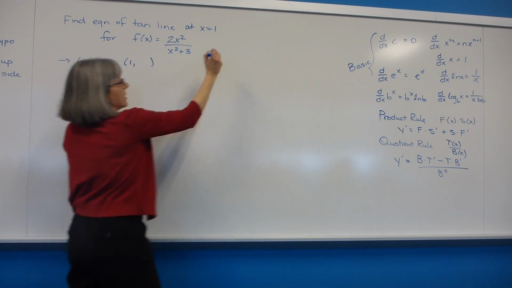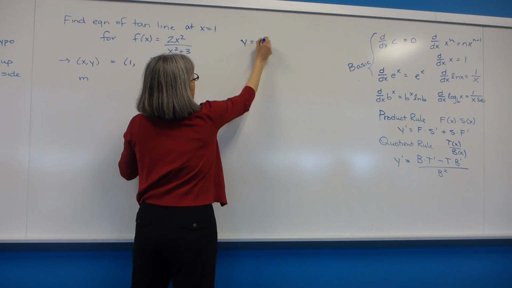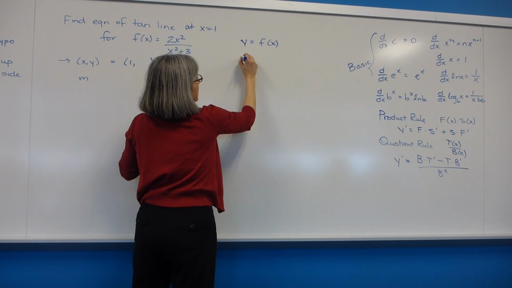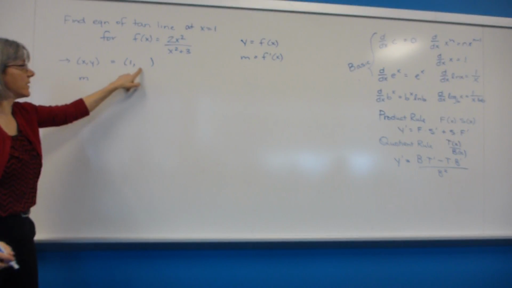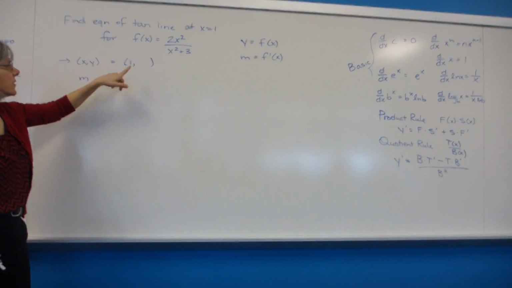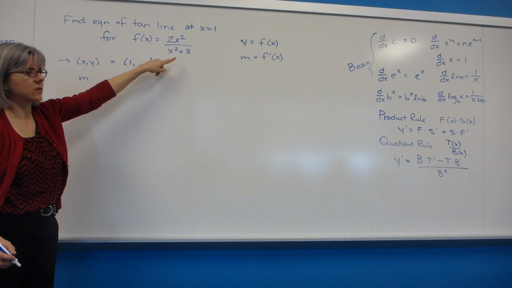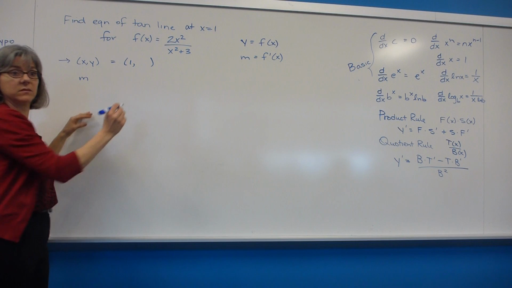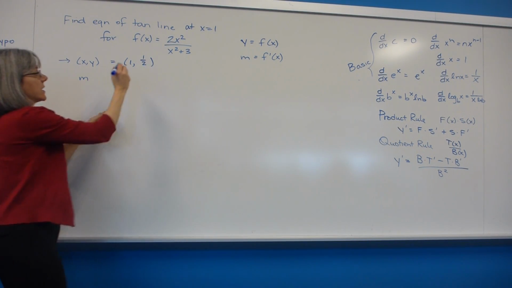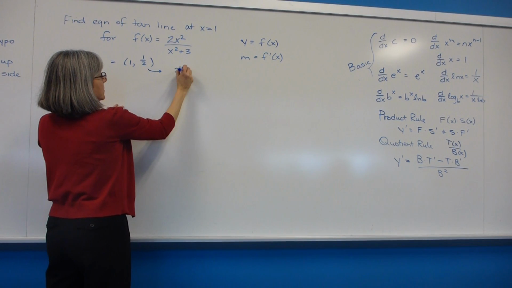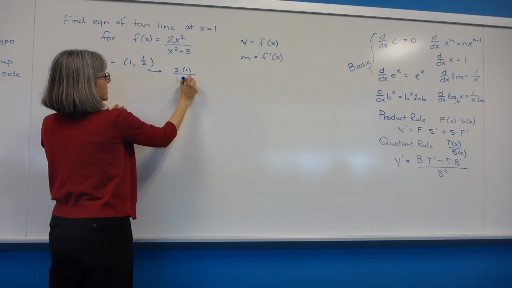So remember, y equals f of x. The slope is equal to the derivative. So if I want to get the y value, I just plug into f of x. So if I plug in 1, I'll get 2 over 4, a half. So this came from 2 times 1 over 1 plus 3.